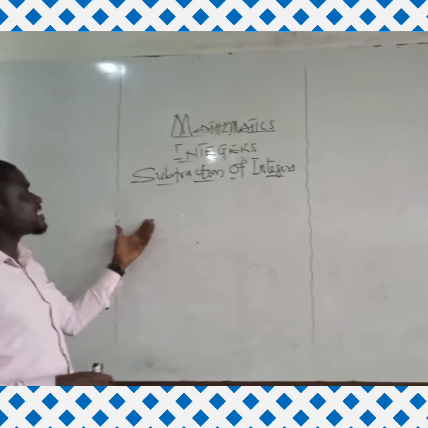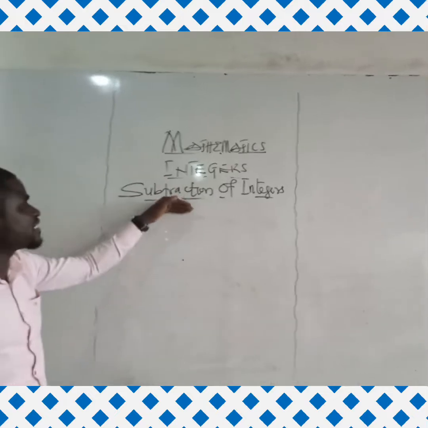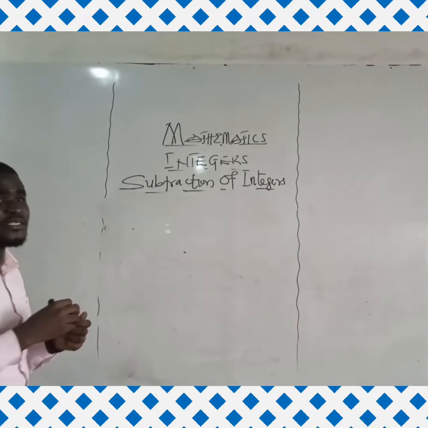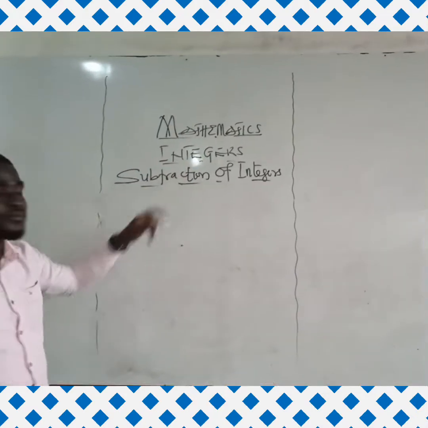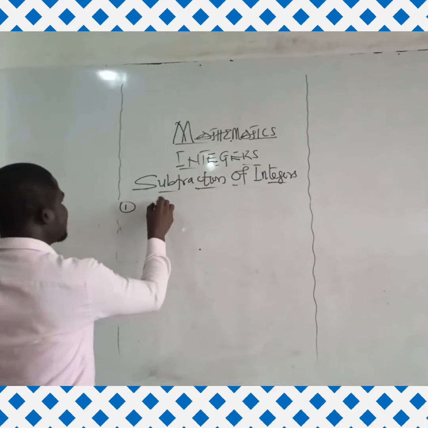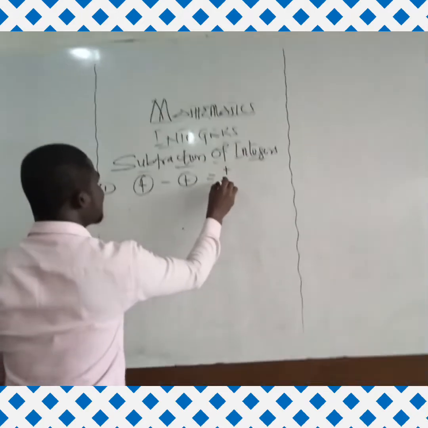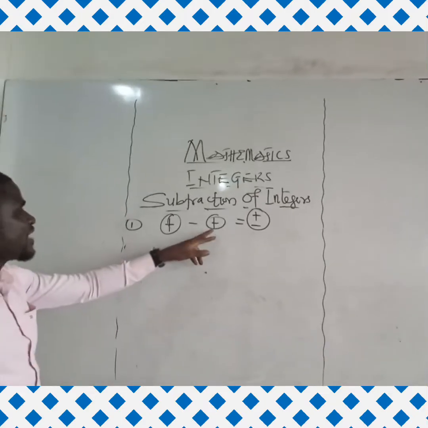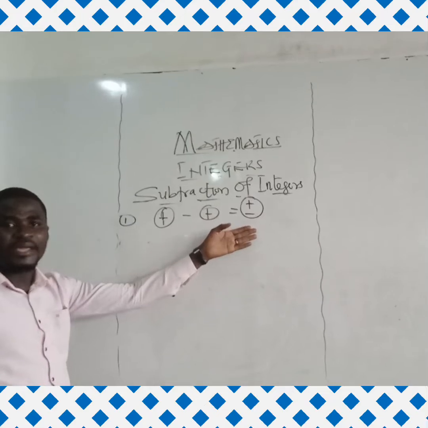In our previous lesson, we did addition of integers. Today, we are going to look at subtraction of integers. Take note, I told you that for you to understand maths well, you must understand your integers. Our first case is positive minus positive. Whenever you subtract a positive number from a positive number, the answer will be either positive or negative.